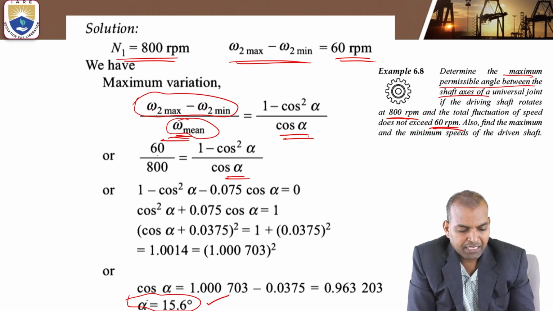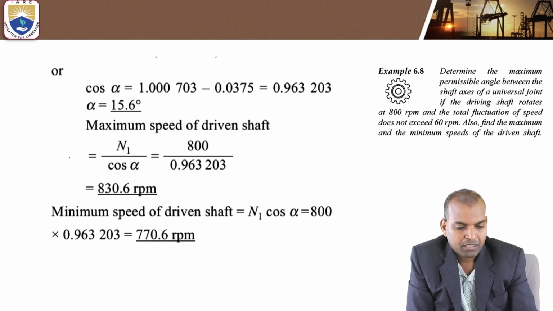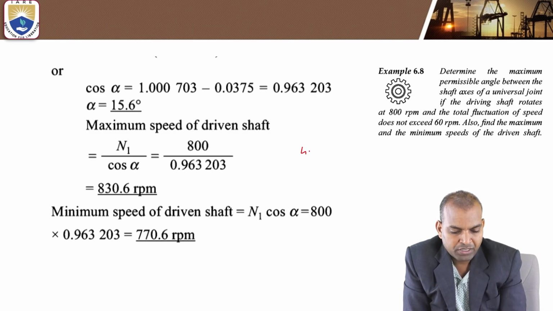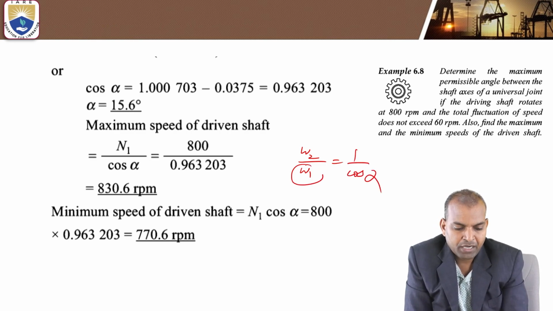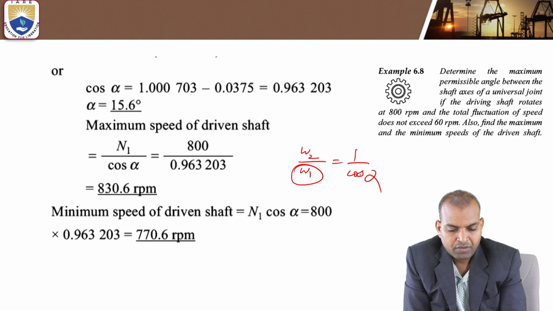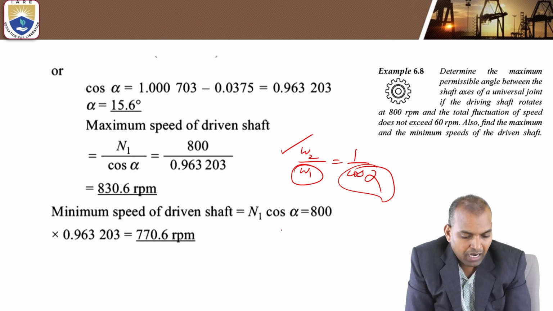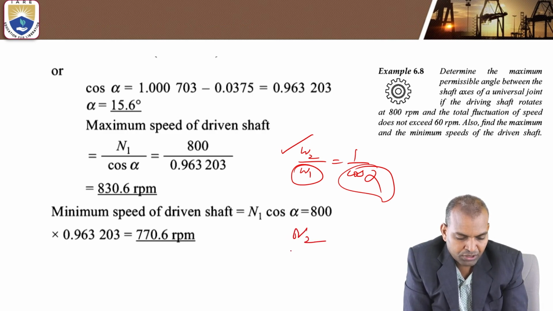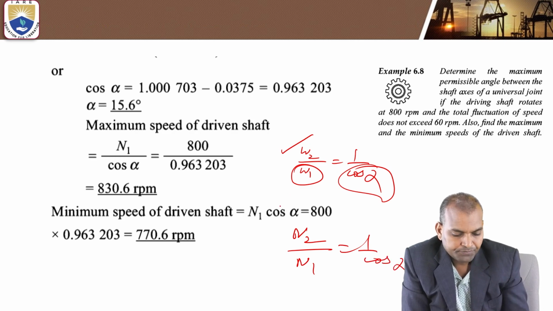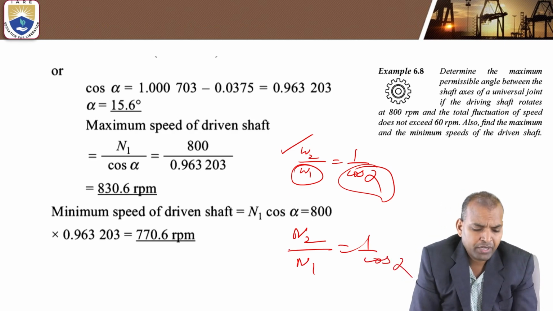Now, after knowing the angle, if you substitute, for the maximum speed of the driven shaft, omega 2 by omega 1 equal to 1 by cos alpha. Substitute omega 1, which we know, that is N1. What is cos alpha? Alpha we know, that is 15.6. Then omega 2 can be calculated. Or not only omega 2, you can directly use N2 by N1 equal to 1 by cos alpha. Why? How does N2 by N1 come?